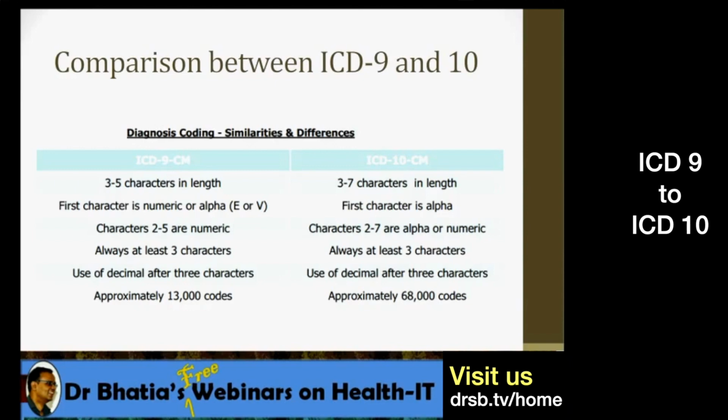There is a use of a decimal after 3 characters, but by virtue of there being 5 characters at most in ICD-9 and 7 in ICD-10, the total number of codes in ICD-9 is just about 13,000, while it goes up to 68,000 in ICD-10-CM. Now, this does not mean that earlier in the world there were only 13,000 diseases and now we have 68,000 diseases. The number of diseases has definitely gone up, but not that significantly. But what you can see is that in different codes, we are capturing more and more information about the disease.